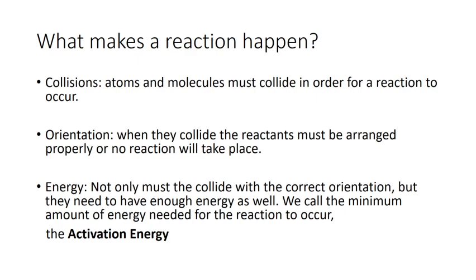And the first thing that makes reactions occur are collisions, right? The atoms or molecules have to collide in order for the reaction to occur. They have to come in contact with each other. The second piece is orientation. When they collide, they have to be arranged properly so that the pieces that are going to interact touch. So not only do they have to collide, but they have to have the correct orientation.